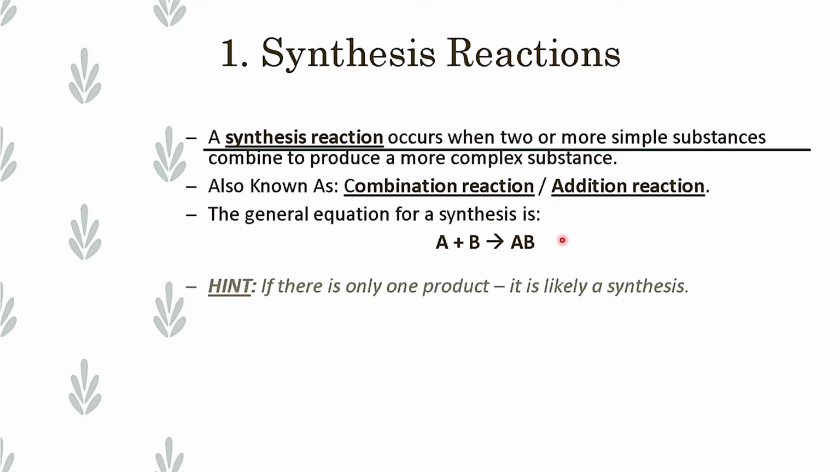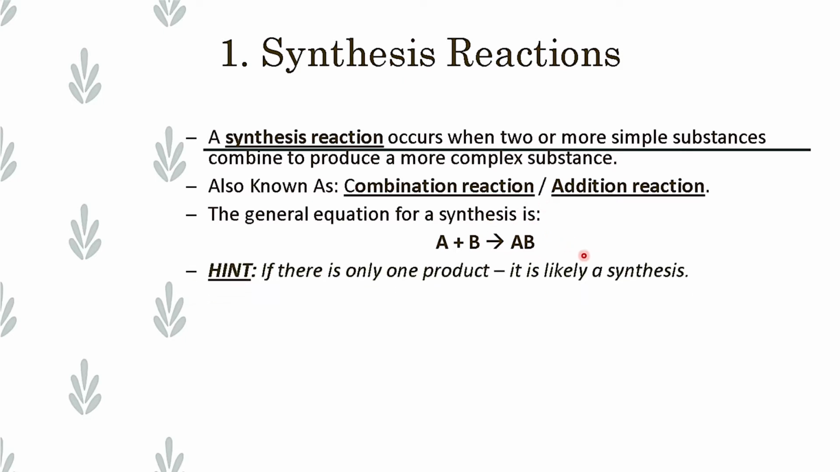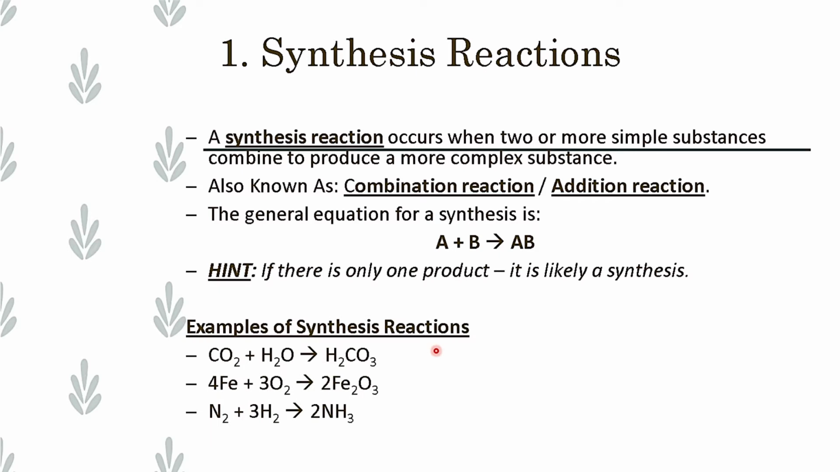So this is the hint to identify synthesis reactions, that there will be two simple substances and one product only. The product will be one and complex always. These are examples of synthesis reaction. In all the examples you can see the product is only one and complex.